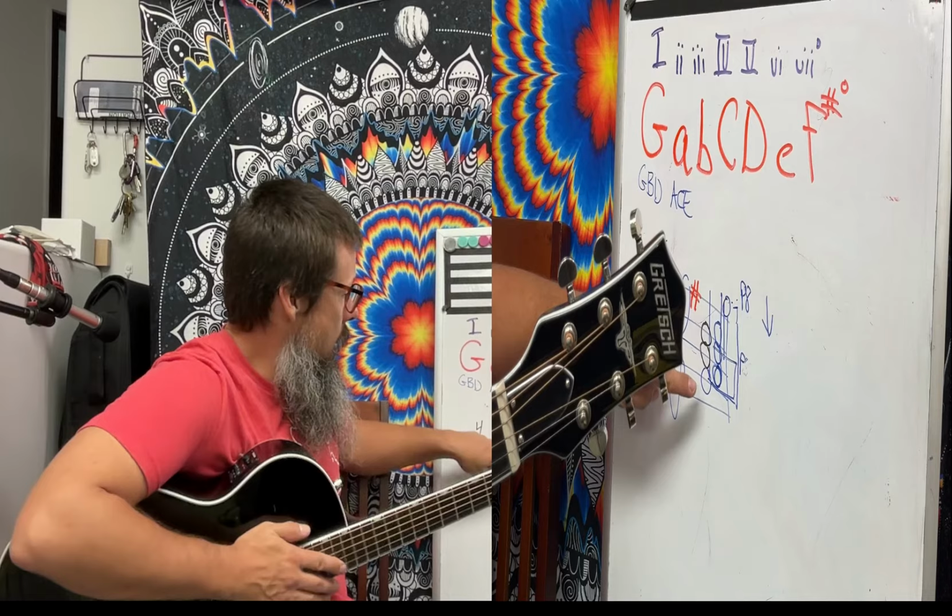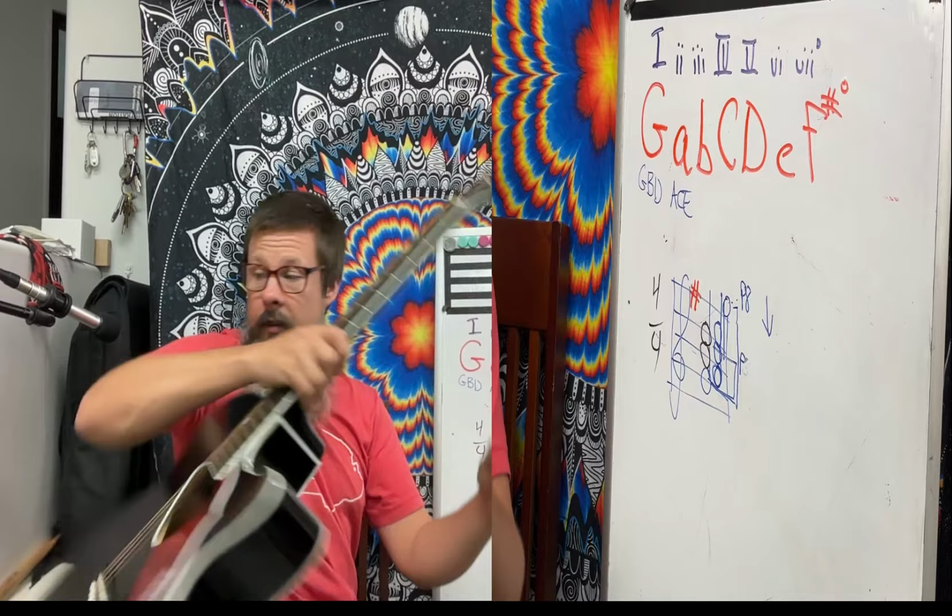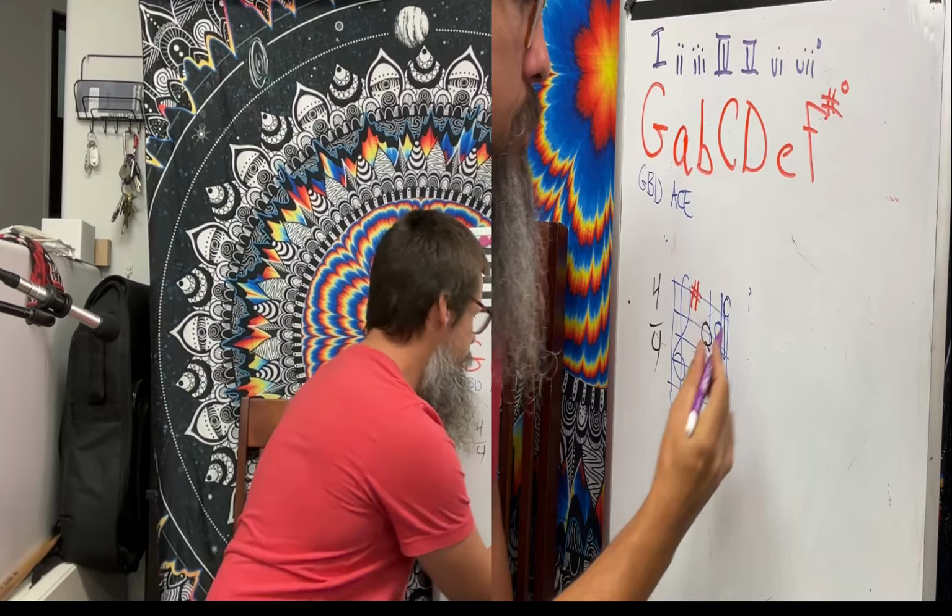So a G, B, D, G major, A minor. The next one's going to be B minor. And as you can probably guess, it's going to go directly from this chord to the next measure. If we would, we could just draw it in an awesome new color. Purple, the color of majesty.